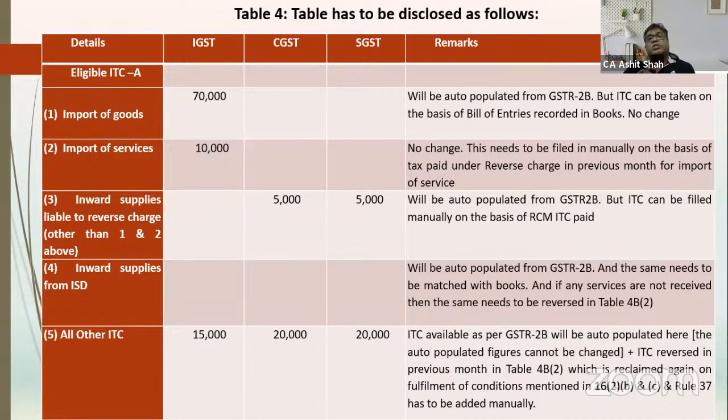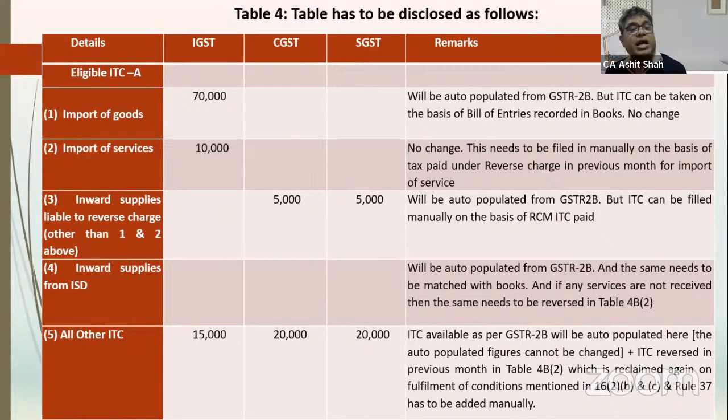Then import of service. Again, here the data will not come auto-populated. We have to enter the detail, because there is no mechanism for this detail to come in 2B, since the tax has to be paid by the taxpayer himself under the reverse charge mechanism. So the figures have to be put manually in this column.